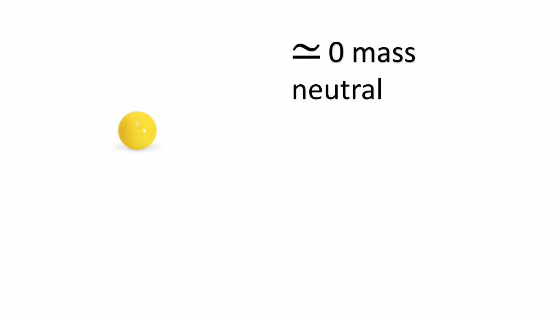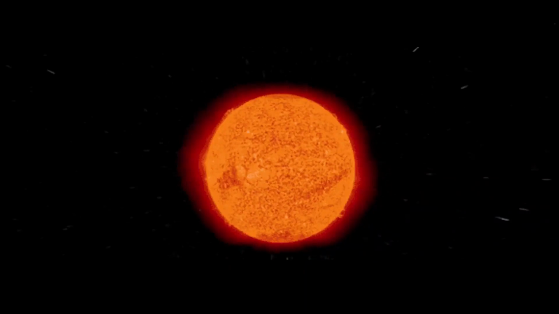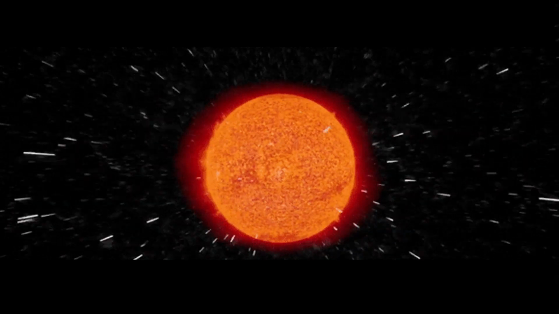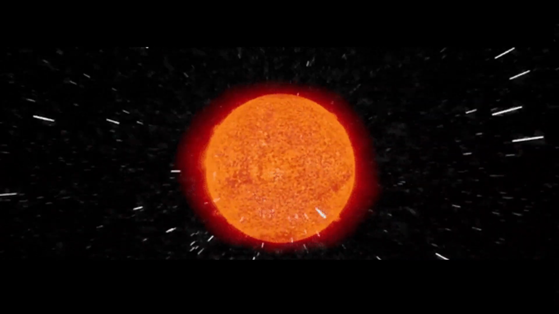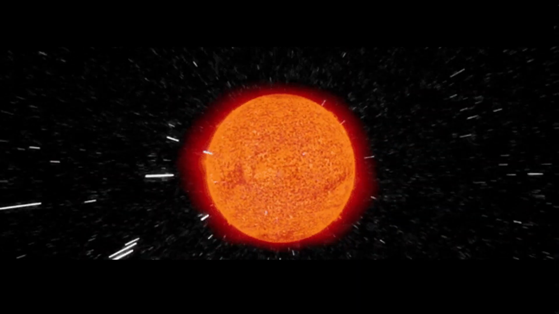Neutrinos are subatomic particles. They have very small mass, might even be zero, and no electrical charge. They travel at near light speed. Neutrinos are the most abundant particle in the universe. They can easily travel through any matter, even through us. Because they are very unreactive, neutrinos are very hard to detect.